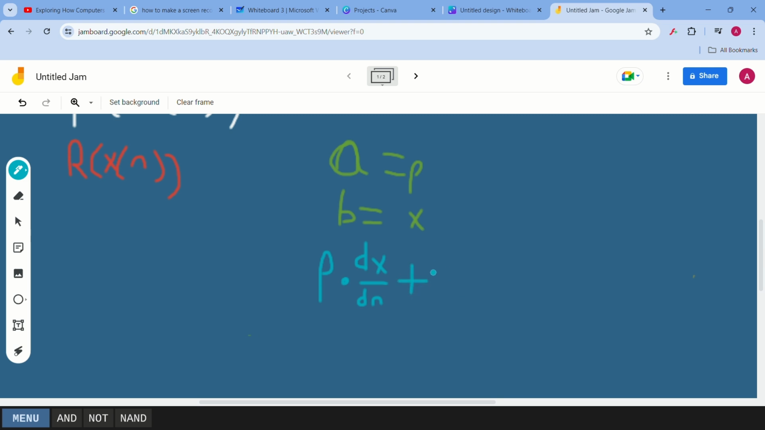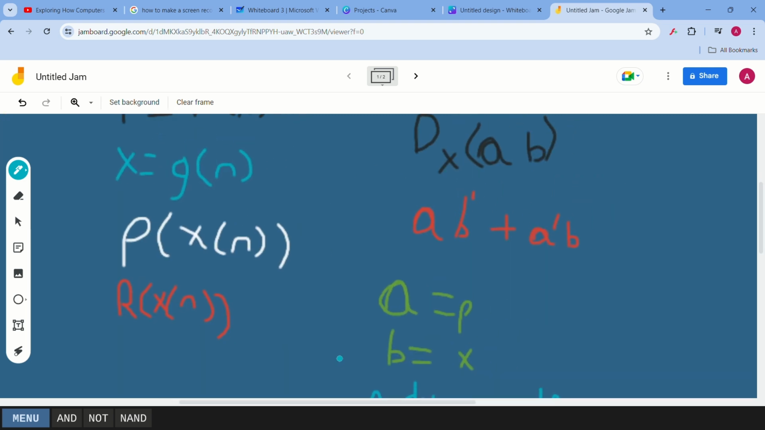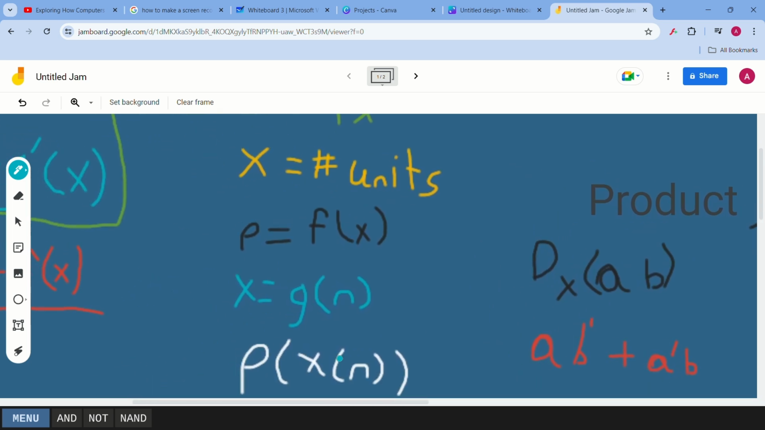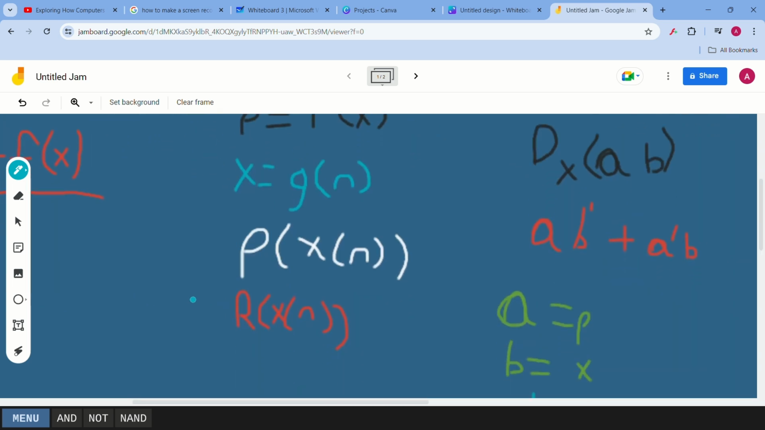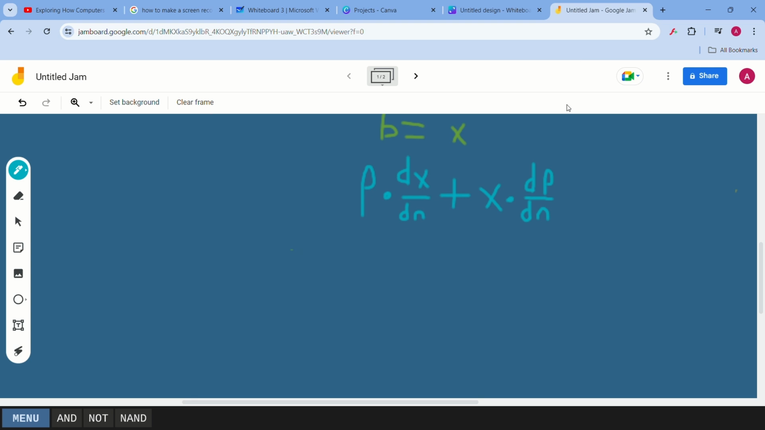Plus x times dp over, drumroll please, dn. You might think that it should be dx because x is the independent variable of p, but like I said earlier, here p equals f of x, but if we look deeper, it's p of x of n. So let's apply the product rule over here.